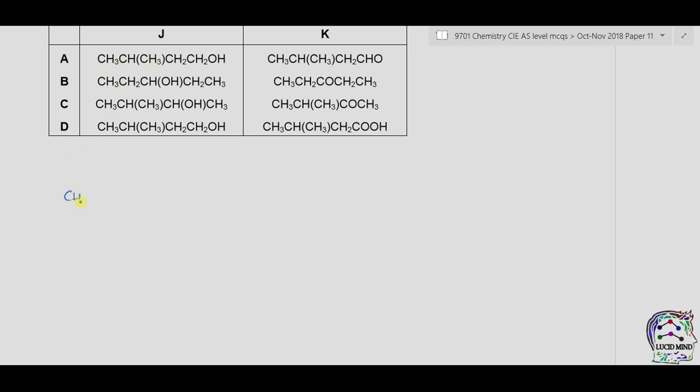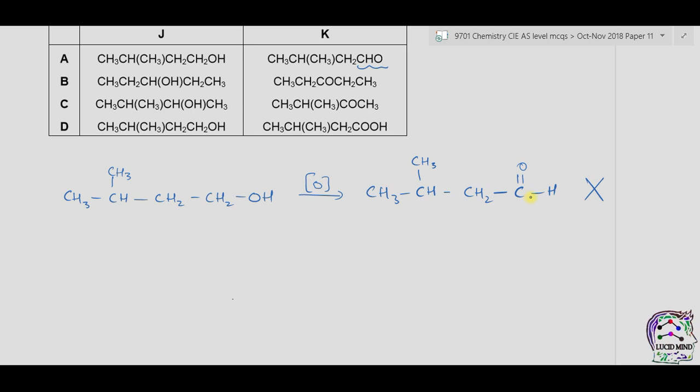First one is CH3, CH, it is primary alcohol, so it should be oxidized to carboxylic acid. In K we have this structure, so we can write CH3, CH, CH3, CH2, and then aldehyde is given. Now this is incorrect because in reflux aldehyde is not formed, carboxylic acid is formed. So A is incorrect.